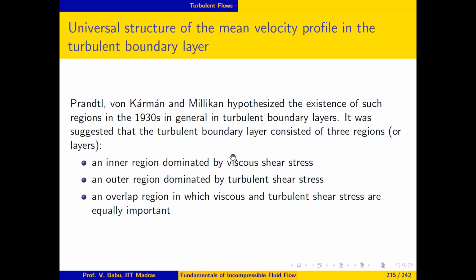Millikan, Prandtl, and von Karman hypothesized in the 1930s itself that there must in general be three such layers in any turbulent boundary layer, not just the one over a flat plate with zero pressure gradient, but any turbulent boundary layer. The hypothesis must consist of three regions: inner region dominated by viscous stress, outer region dominated by turbulent shear stress, and an overlap region in which the viscous and turbulent shear stress are equally important.